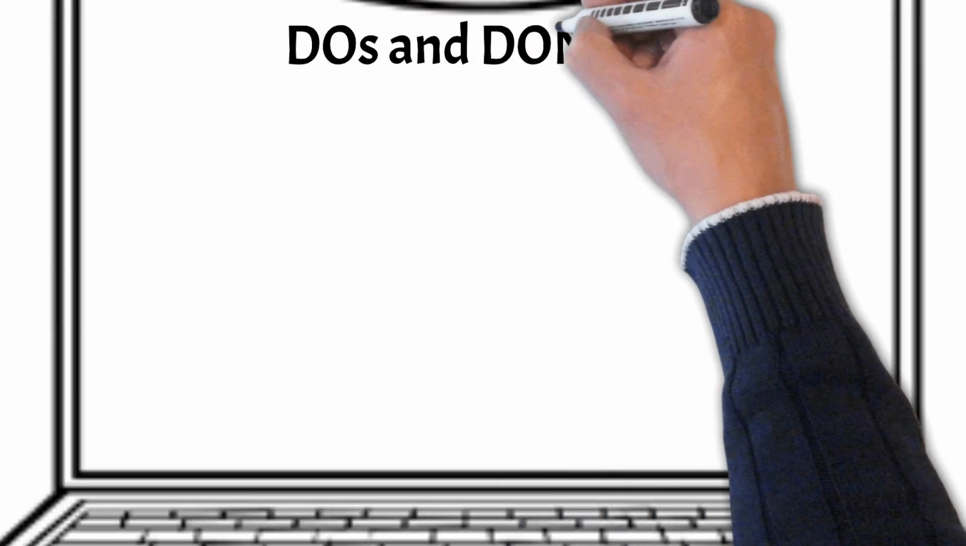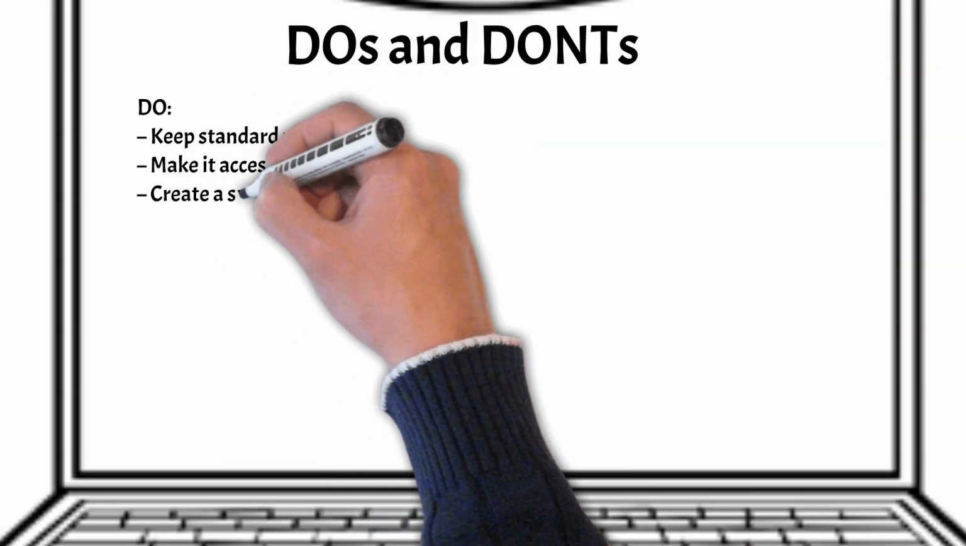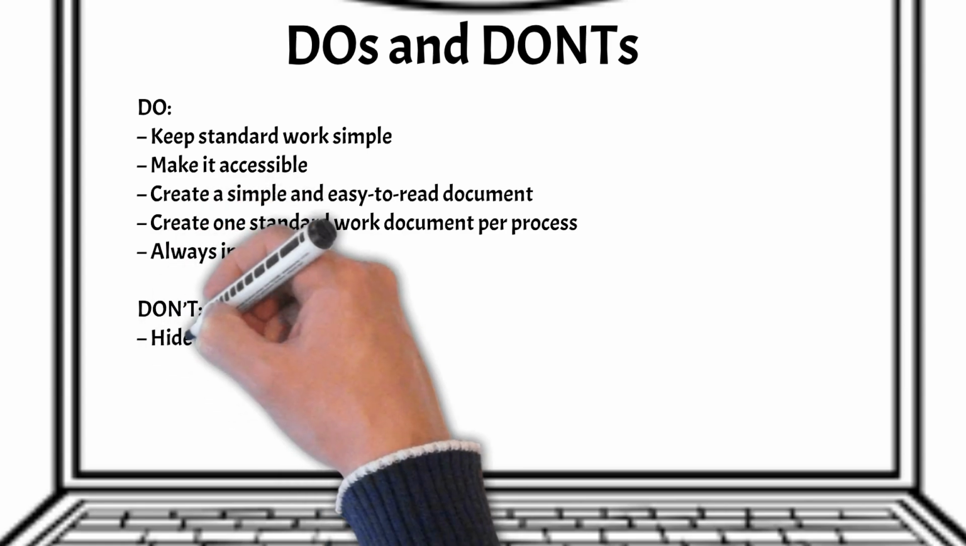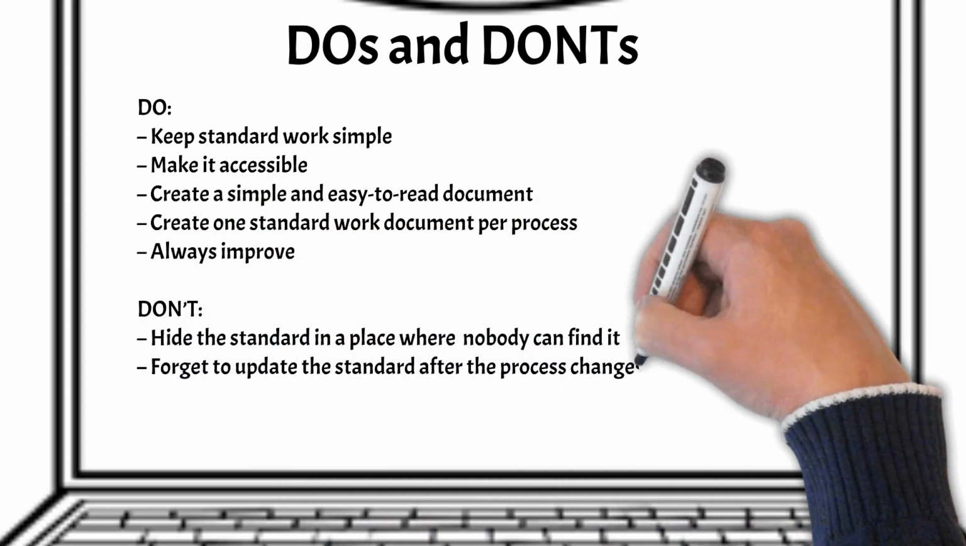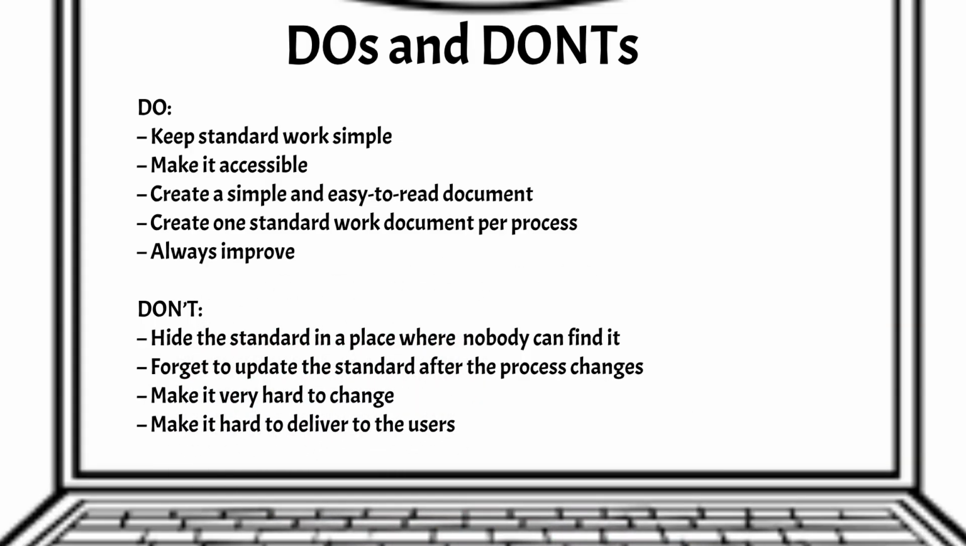Now let's talk about do's and don'ts. Here's the list of best practices. Keep standard work simple. Make it accessible. Create a simple and easy to read document. Create one standard work document per process. Always improve.